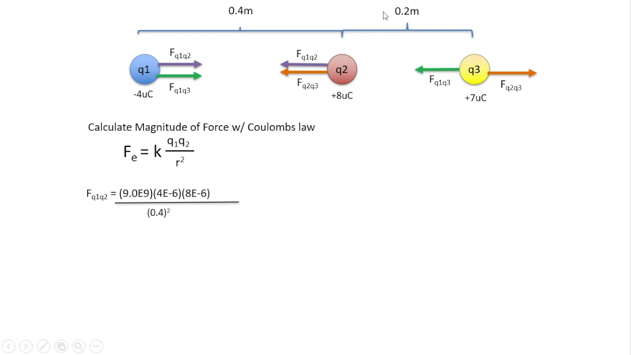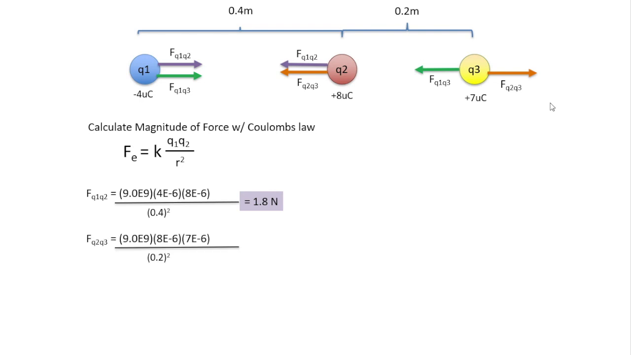So for our first force, which is F Q1 Q2, we know that K is 9 times 10 to the 9th. Q1 in this case is -4 µC, where the µ just means microcoulombs, which is 10 to the -6, times Q2, which is 8 times 10 to the -6, again microcoulombs, divided by our distance squared. The distance between these two is 0.4 meters. Go ahead and solve, and we get 1.8 newtons.